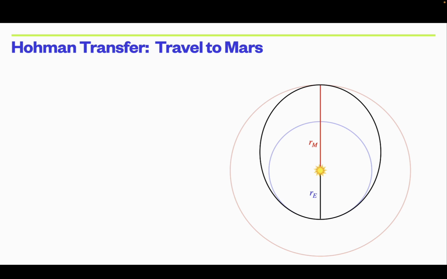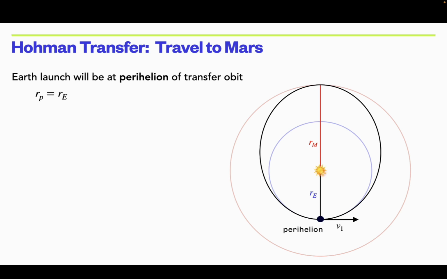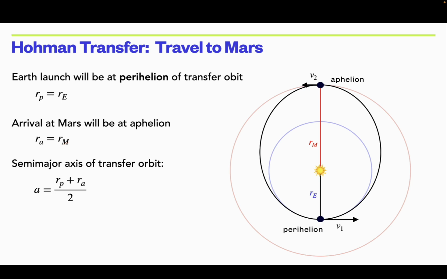All right, let's calculate some of these parameters now. When we launch, looking at the diagram, this is going to be the closest point of the Hohmann transfer orbit to the Sun. So we're launching it at perihelion. So the perihelion distance of the transfer orbit is just equal to the orbital radius of the Earth. When it arrives at Mars, it'll be at aphelion. So the aphelion distance will be the orbital radius of Mars.